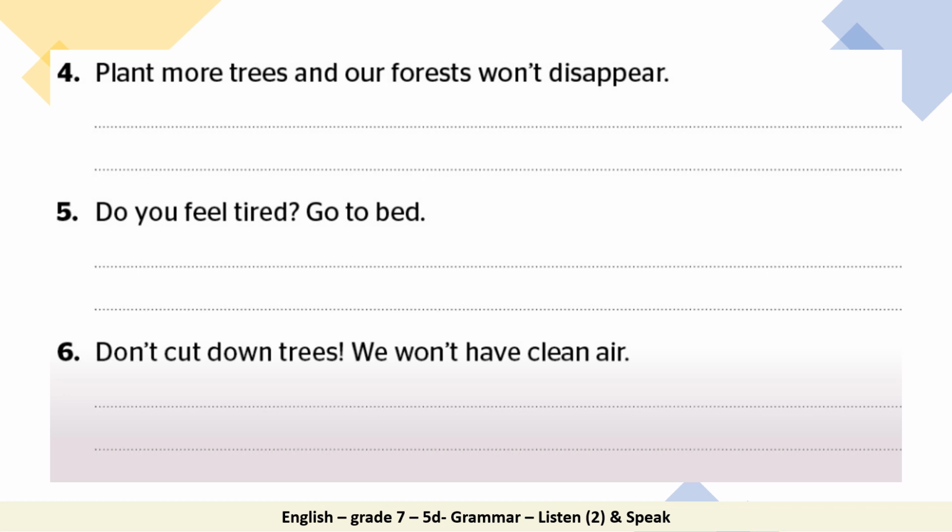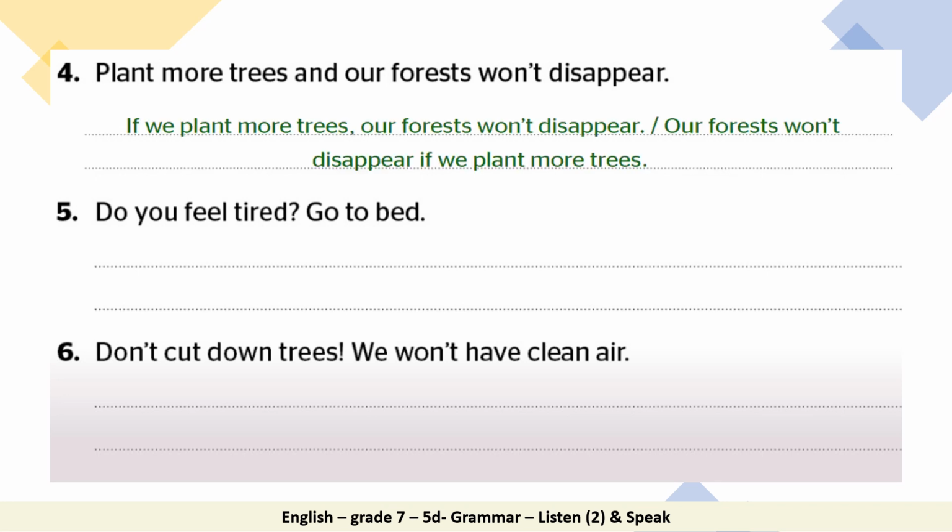Let's continue. Sentence 4. Plant more trees and our forests won't disappear. The answer is, if we plant more trees, our forests won't disappear, or our forests won't disappear if we plant more trees.